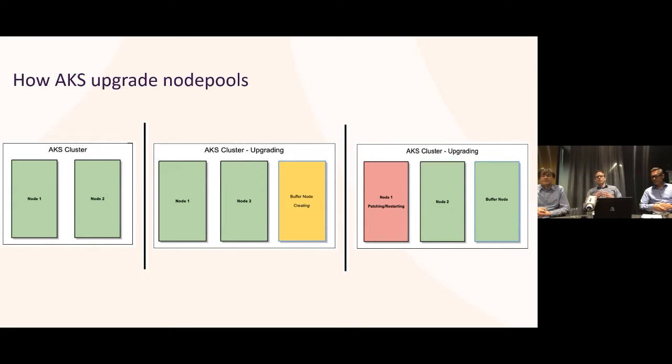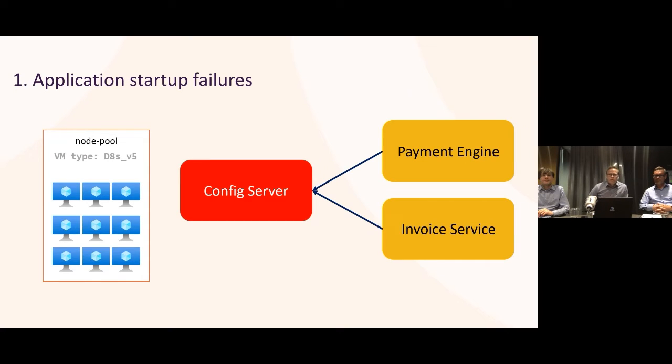Now, many things can, of course, go wrong here. We'll share 3 experiences or issues that we have experienced when we upgraded AKS. We do that Sunday, midnight in our change window, and we hope everything will go well. The first example is related to application startup failures. In our cluster, we were using a config server running as a deployment. It's a Spring Boot config server which all our other applications depend on when they are starting up.